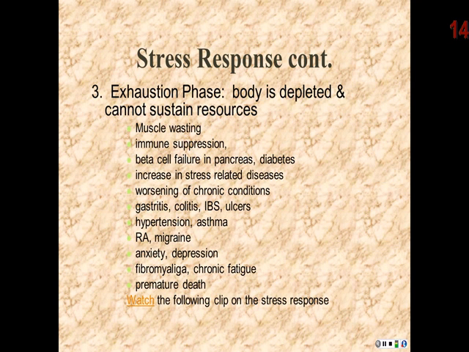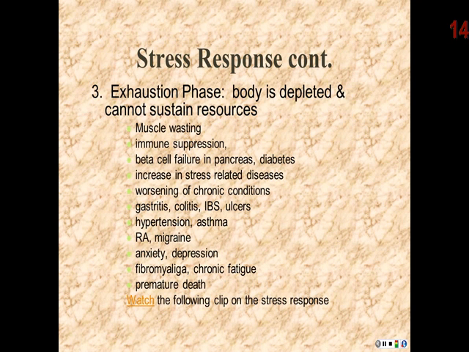During the exhaustion phase, the body is no longer able to sustain the resources to continue the lowered resistance phase and becomes depleted. Here we have muscle wasting from breakdown of muscle for sugar. The immune system is depressed since valuable energy is not wasted on immune responses. Beta cell failure may be seen in the pancreas from the overload of work processing the sugar, putting the person at greater risk for diabetes.